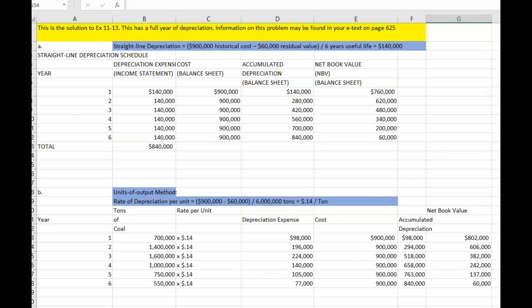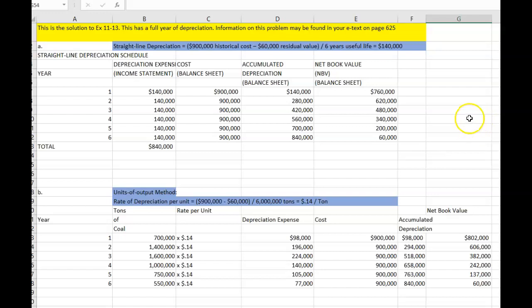This video will take you through 3 different depreciation methods. Using information that you can find on page 625 of your text, there's some information about this particular type of equipment. The cost of it is $900,000. The salvage value is $60,000, and its useful life is expected to be 6 years. Doing straight line depreciation, note the formula shown in blue. The depreciation per year is $140,000.